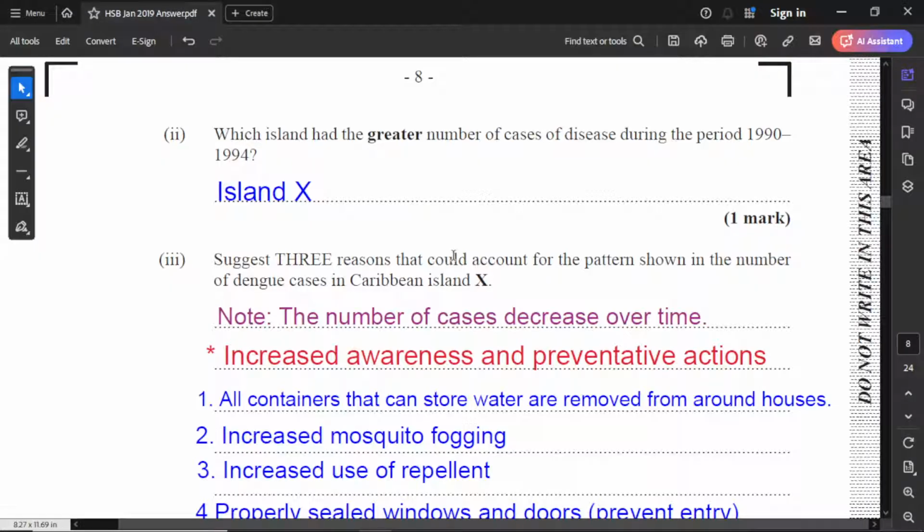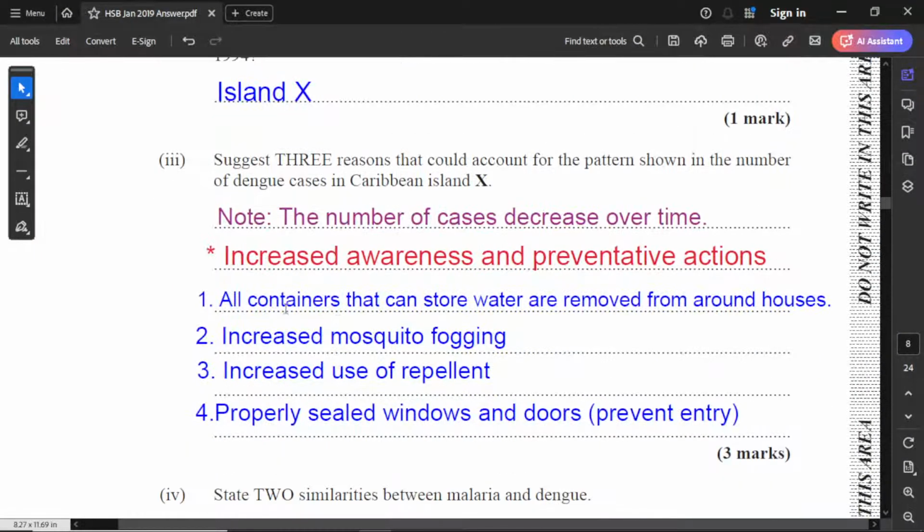And if you look at the number of cases, you realize that the number of cases decrease over time. All right, so that is very important for you to note. All right, and so what could really cause this as a general concept is increased awareness and preventative actions or measures. All right, and so I list some of the options here or answers. And one is that all containers that can store water are removed from around houses, so people can be aware and start removing those things.